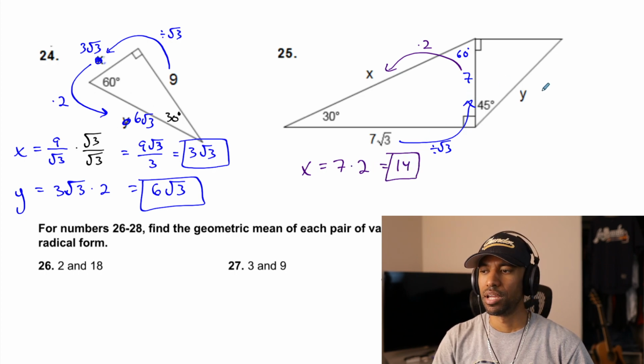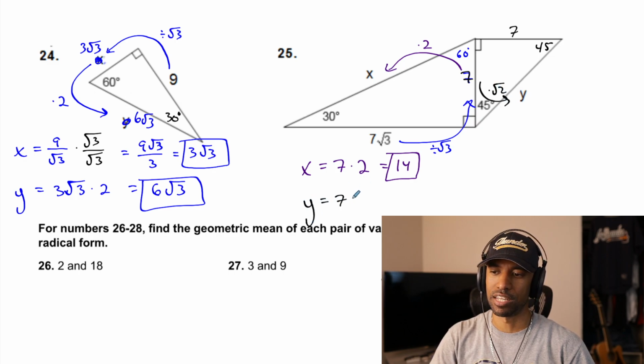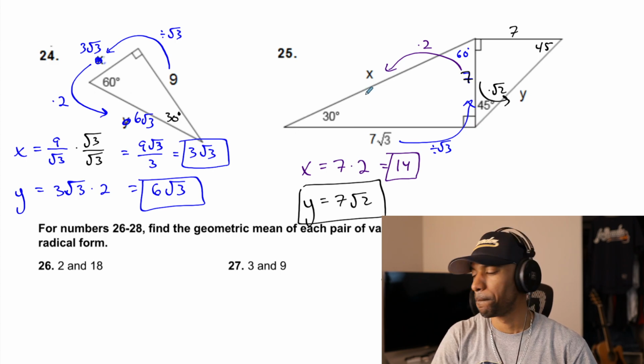Nice and clean number. And y, being in a 45, 45, 90 triangle, understanding that if this is 7, then this is also 7, right? The hypotenuse is the square root of 2 times larger than either of these. So y is 7 times root 2. And it's just going to stay like that. So there's x at 14. There is y at 7 root 2. And that's it.